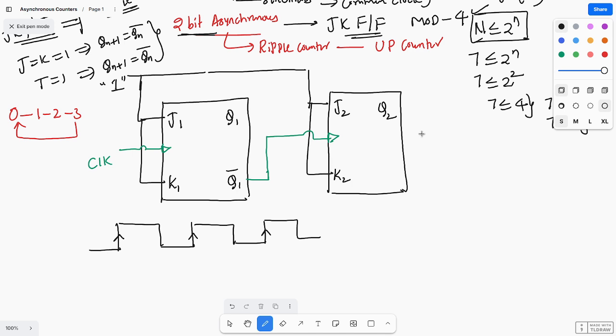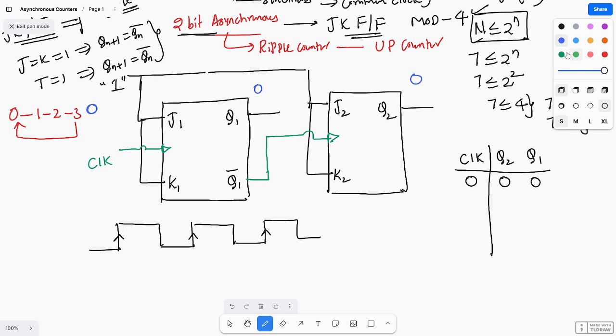Here I will write the table. Let us take clock, and next Q2, Q1. Suppose clock 0 is given. What do you get initially? The output of the 2 flip-flops will be what? 0, 0. So during clock 0, the 2 flip-flops will be 0, 0.